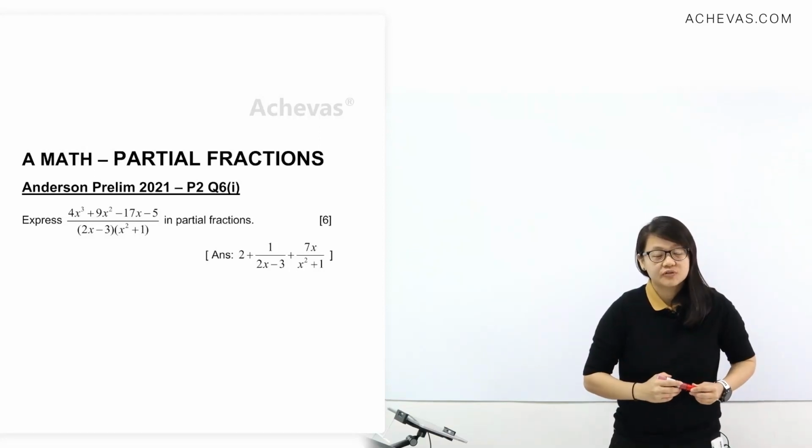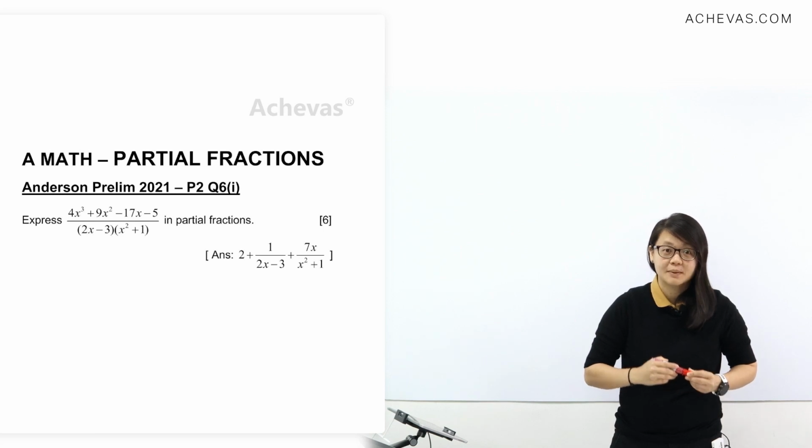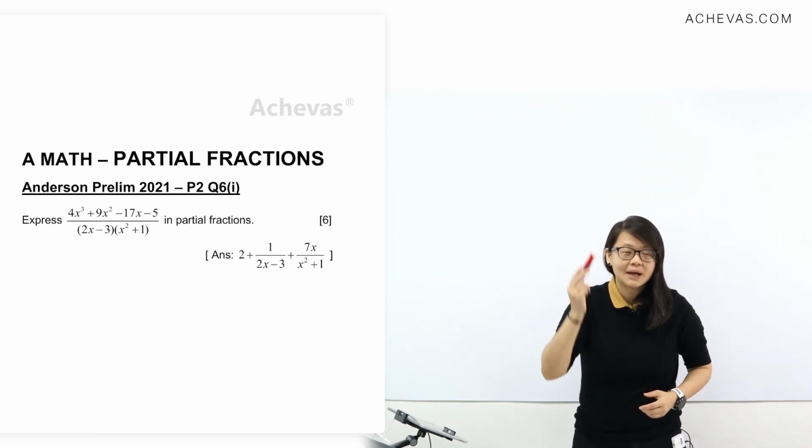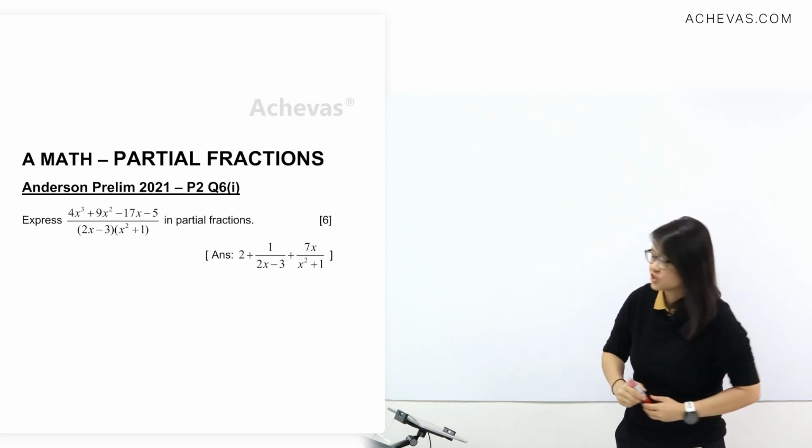Let's take a look at partial fractions from Anderson Prelim 2021, Paper 2, Question 6, Part 1. Now, do remember that for partial fractions, the first task is to do the checklist of long division.